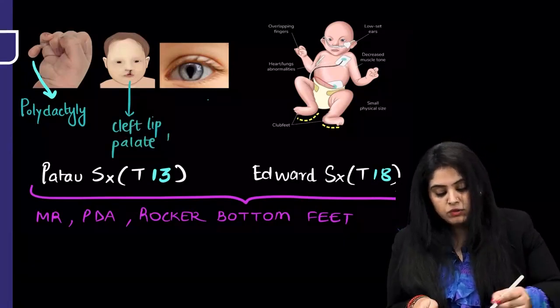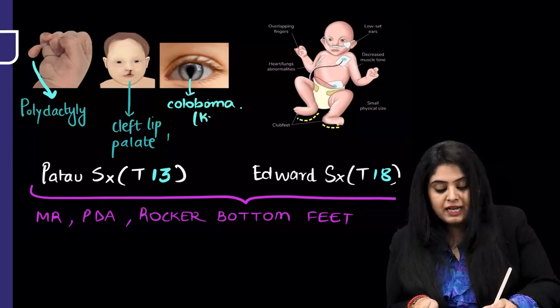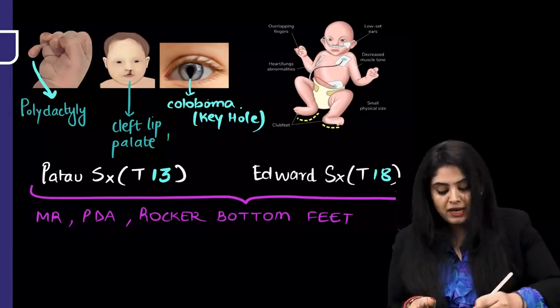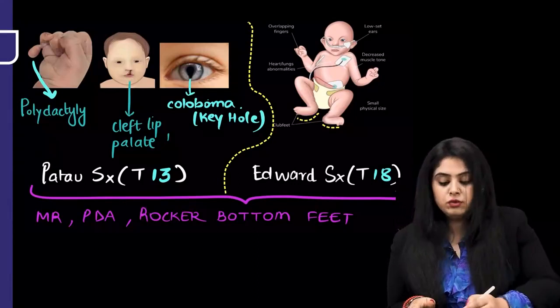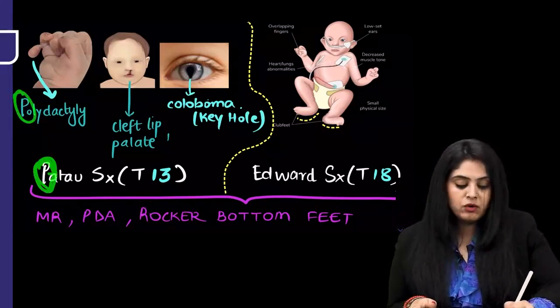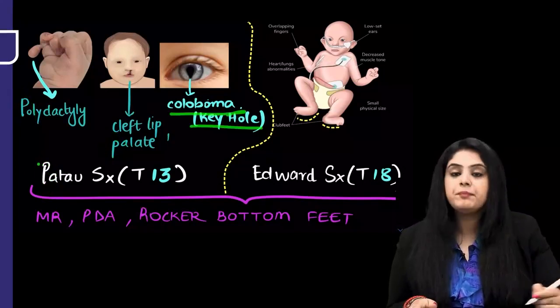And finally, what you see over here is something known as coloboma. They say in the eyes it looks like a keyhole. It is a keyhole defect. So you realize that this is only seen in Patau. Mind it, this is only and only seen in Patau syndrome. So P for Patau, P for polydactyly, P for Patau, P for palate and lip abnormalities. And finally you see something known as coloboma.